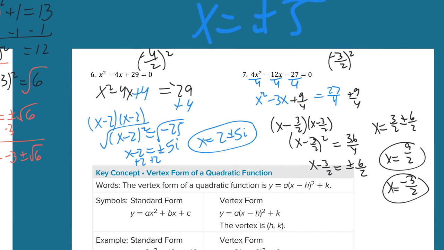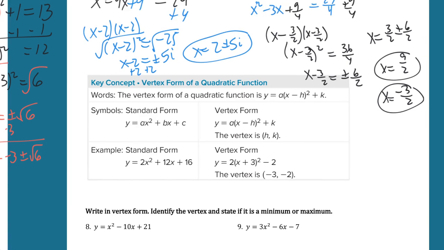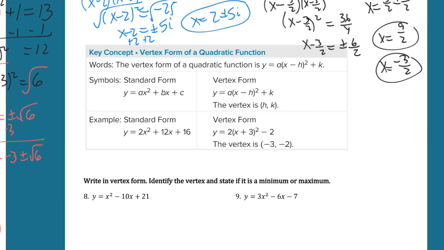Okay, moving forward, let's talk about vertex form. Standard form for graphing a parabola is this right here, okay? Oh, I don't know why I picked gray, but there it is. And then to find the middle, you've got to do opposite of b over 2a to find the vertex, okay? And so then you'd plot some points and you'd graph it, okay?